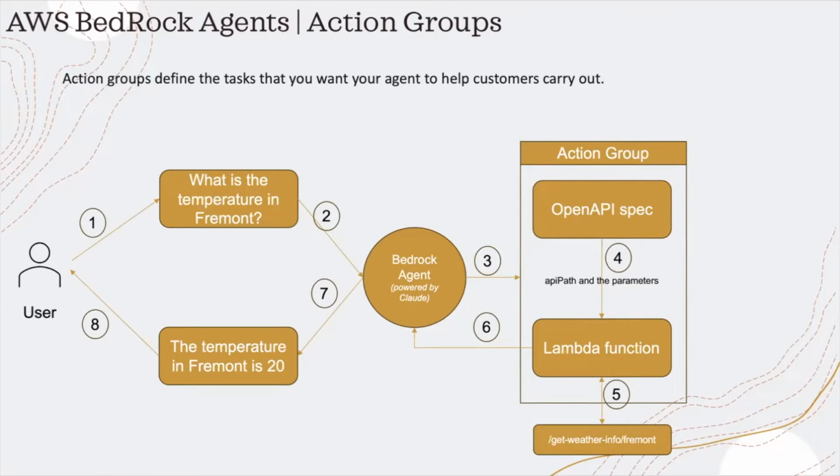So the action groups define the tasks that we want our agent to execute to help customers or to answer customers' queries, right? And the Bedrock agent, when it is associated with an action group, can determine at runtime, based on the prompt of the user, which task it needs to execute. And this picture sums it all up.